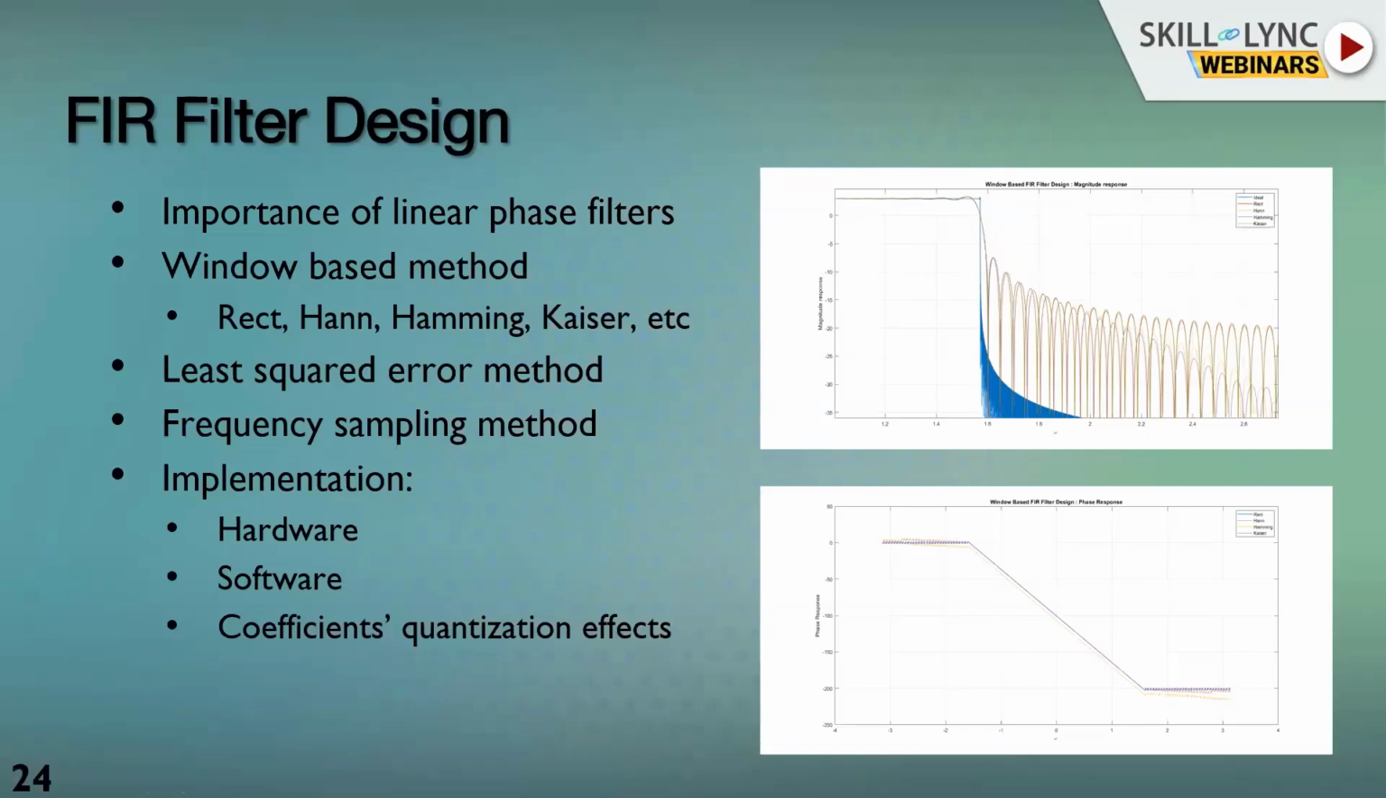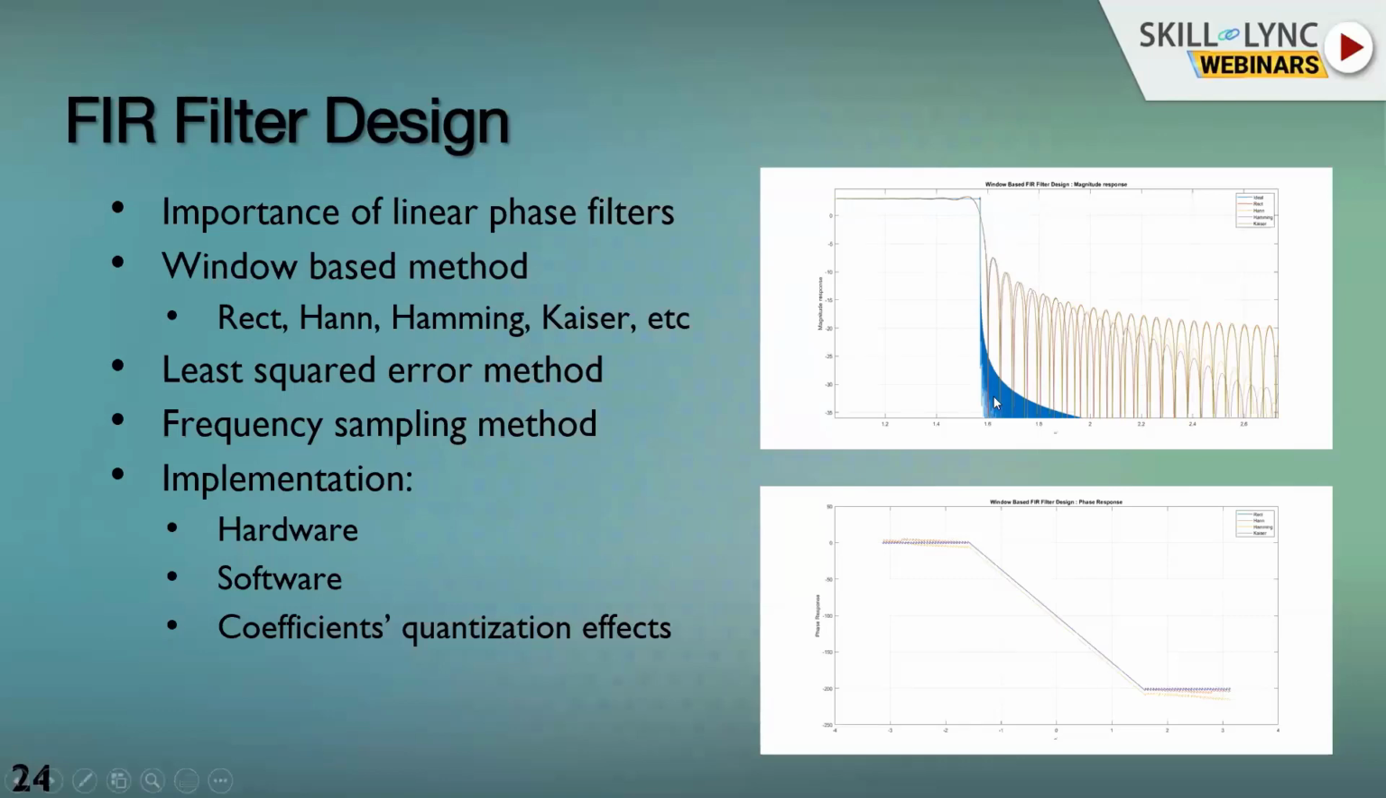The ADC can be operating at a high frequency, but you have only a small band of interest in that complete spectrum, and you have to select that band. For these applications, filtering is used, FIR or IIR both. We have certain methods of FIR filter design. One of the most widespread methods is the window-based method. We have different windows which we can use, like rectangle window, Hamming window, Kaiser window.